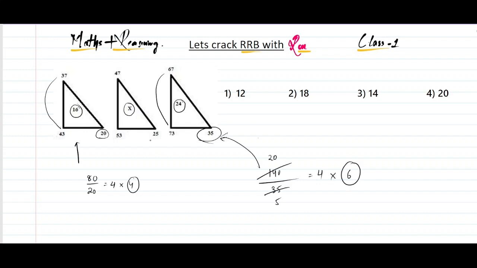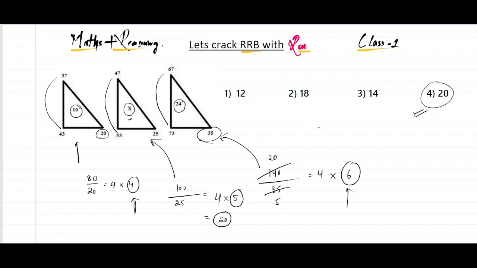Now do the same procedure for the middle triangle also. 47 plus 53, how much? 100 divided by third number 25. We got the number 4. Now observe, in the first triangle we multiplied with 4. In the third triangle I multiplied with 6. So what is the number which we are left with here? 5. So in the middle triangle I need to multiply with 5. So 4 5s, 20 is the number which comes in the place of the question mark, which is our answer, option number 4.